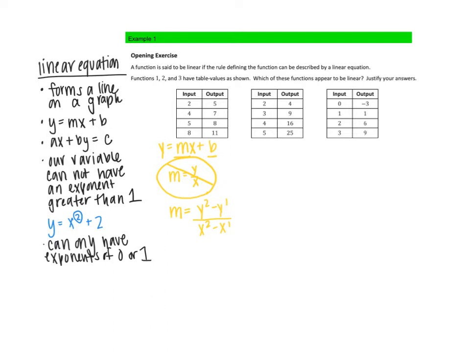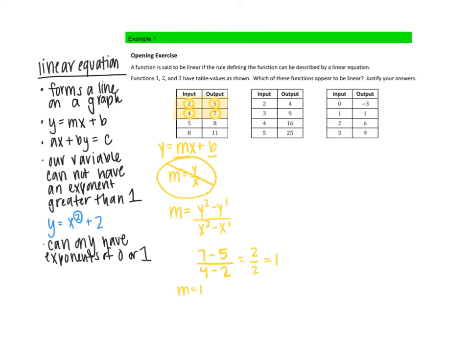So we're going to choose 2 points or 2 rows in our table and apply this. We're going to go with y2 first, which is the second y value. So it's 7 minus y1, my first y value, 5, over x2, which was 4, minus x1, which was 2. Okay, and we're just going to solve that. Well, 7 take away 5 is 2. 4 take away 2 is 2. And 2 divided by 2 equals 1. So the slope for this graph is 1. All right, so m equals 1.